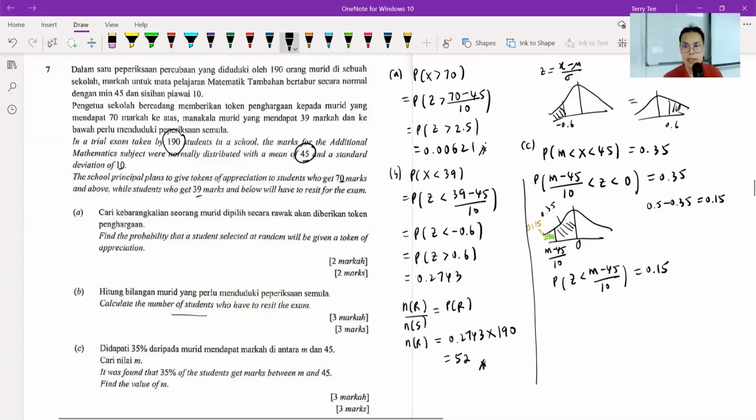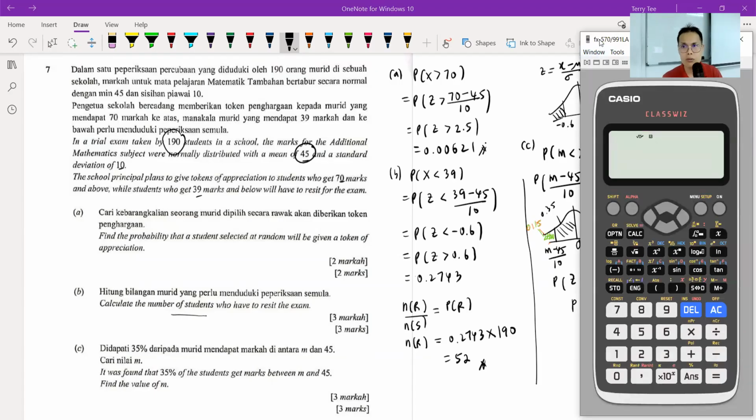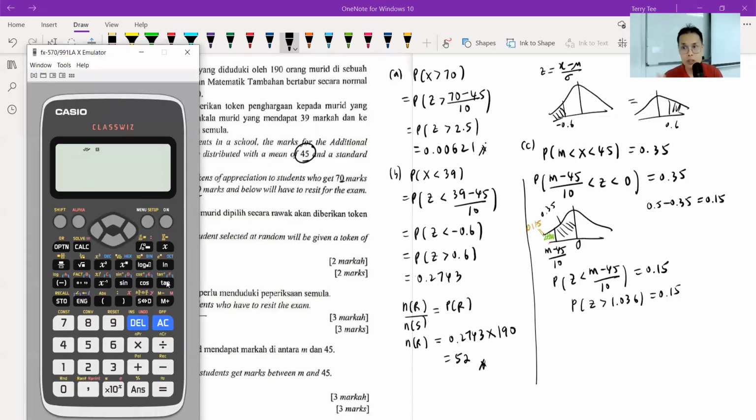We say that the probability of Z more than 1.036 is 0.15. Now, if you find a mathematical table a bit annoying and don't want to use it, then get this calculator. This calculator can do it straight away for you. I'm sorry, the Silver one can't. The Silver one cannot do the trick.